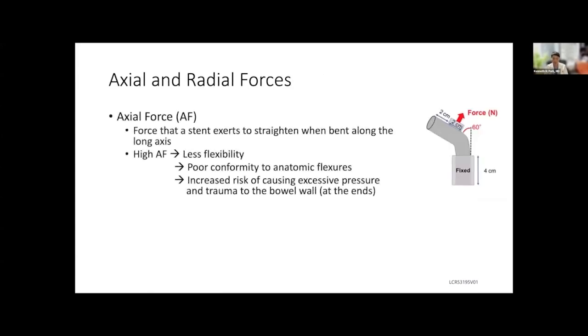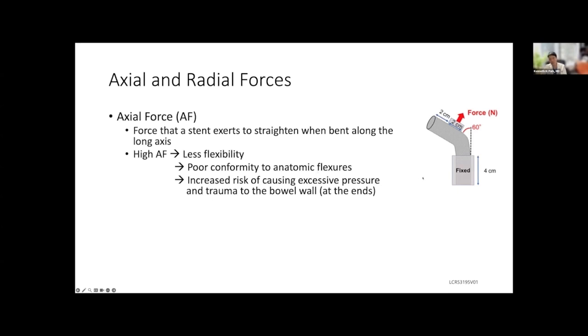And to further describe the differences, we'll talk about a couple of definitions. One, the axial force I've already mentioned. It's a force that the stent exerts to straighten when bent along the long axis. So it's the torque that the stent applies to, let's say, a duodenum or esophageal wall or colon wall when it's bent.